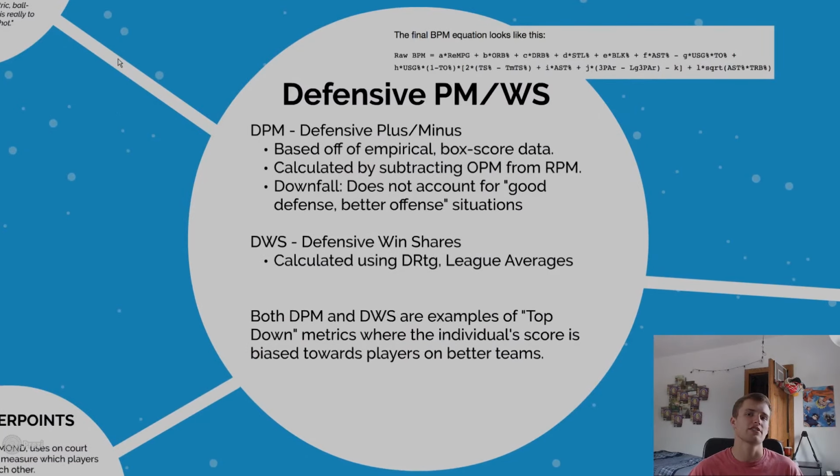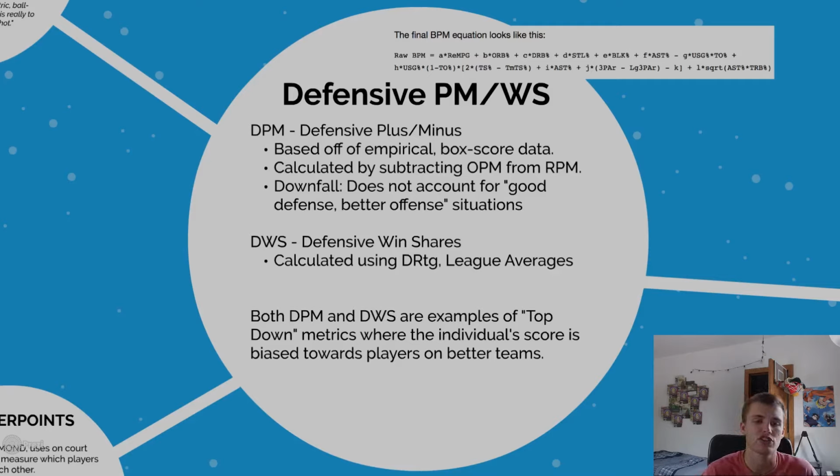The first one I'd like to discuss is basically the defensive metric that started it all. This, of course, would be defensive plus minus, and I've also included defensive win shares on this bubble. The first one, being defensive plus minus, is strictly based on the box score, hence why it comes from BPM, or box plus minus, and is calculated by using this equation that I've clipped into the top of the frame.